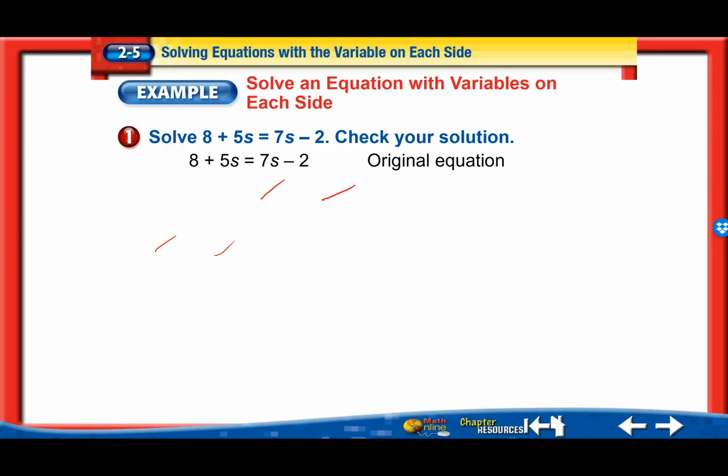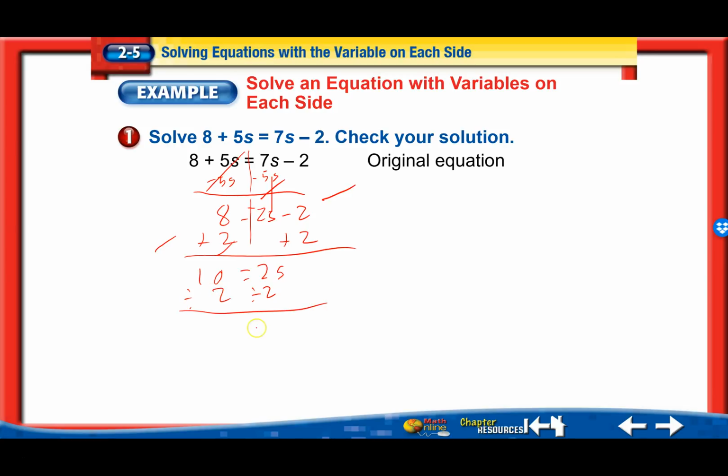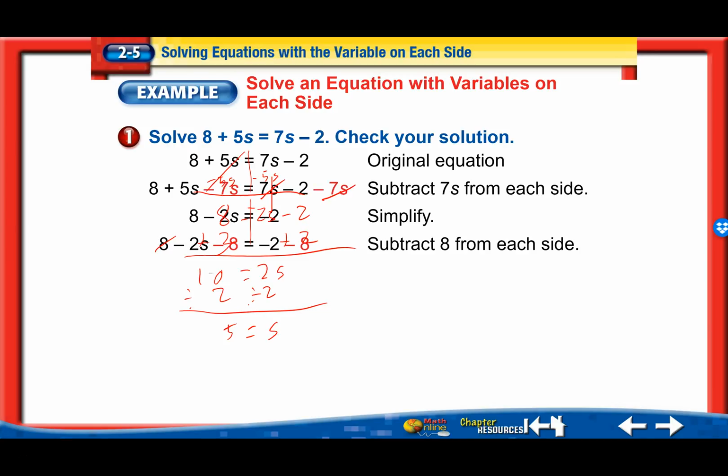And just to go back here and to prove my point, we'll just keep going. If I subtract 5s, this will cancel. This comes out to 2s minus 2 equals 8. And I'm going to add 2 to both sides. Keep my line here. It's going to be 10 equals 2s. And then divide by 2. S equals 5. Sorry, my s's and 5 look kind of the same.